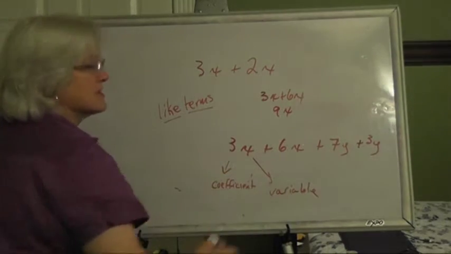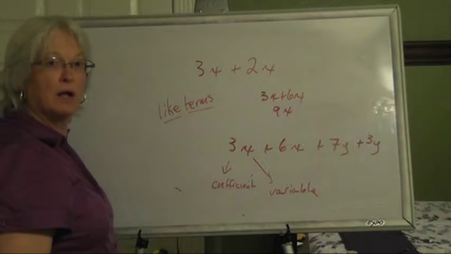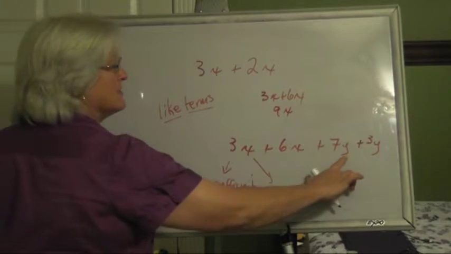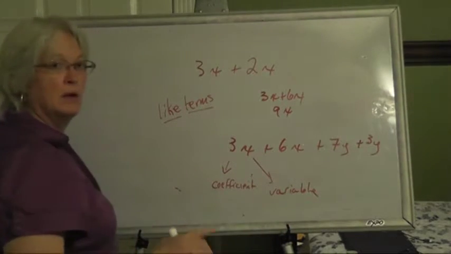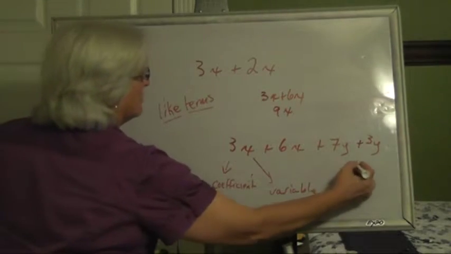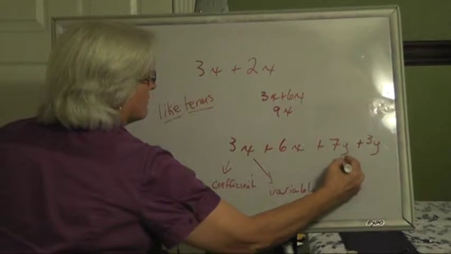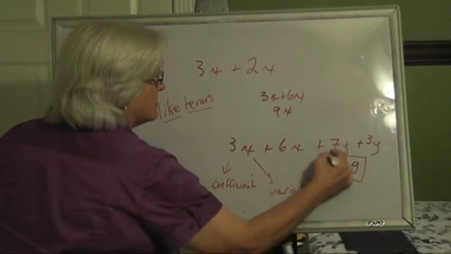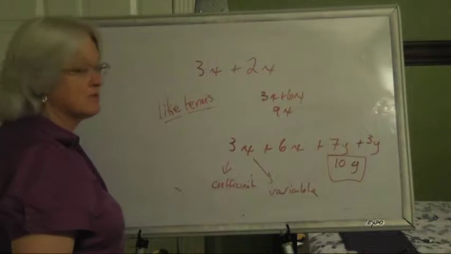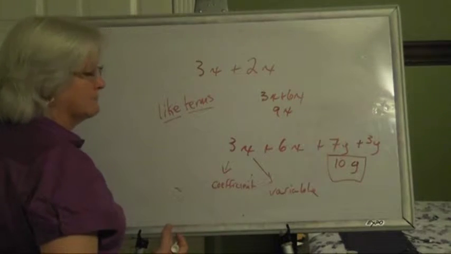What about this? 7y plus 3y. These are like terms. They have the same variable. What we do is we keep the variable and we add together their coefficients. 7y plus 3y is 10y.